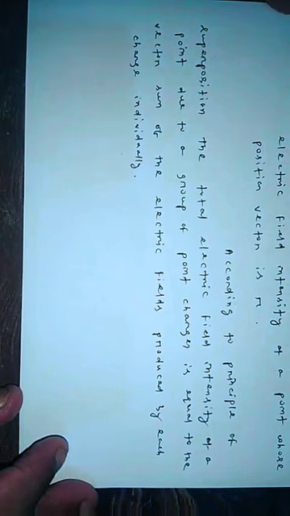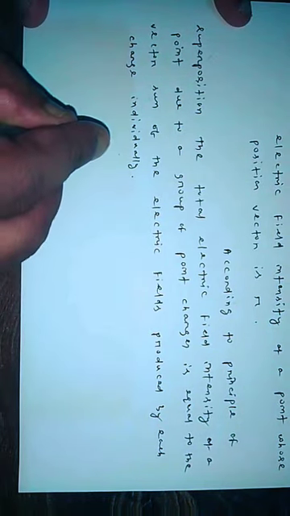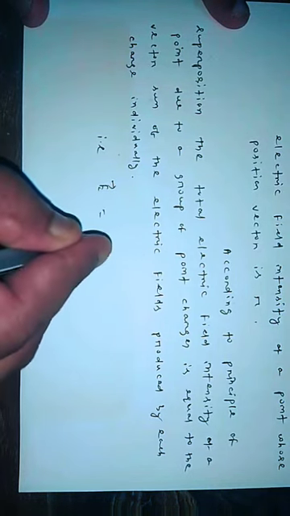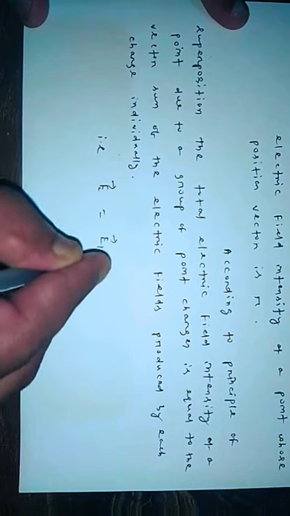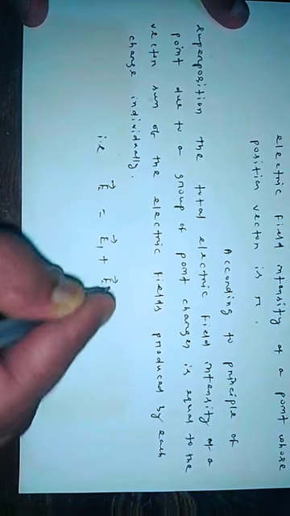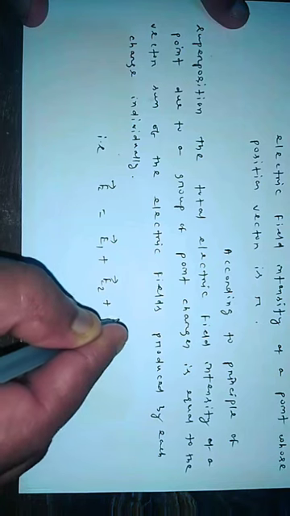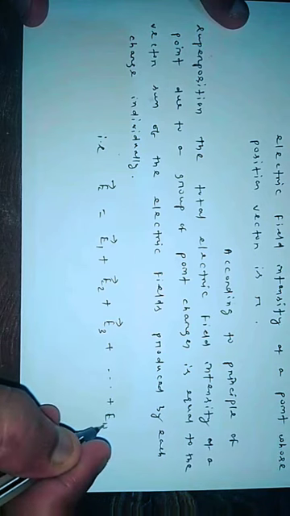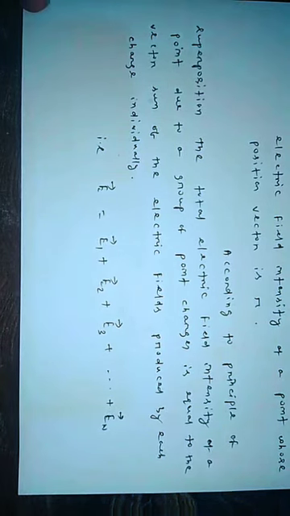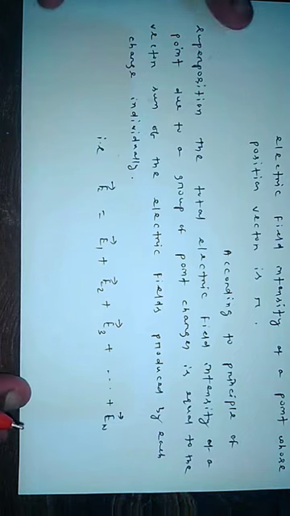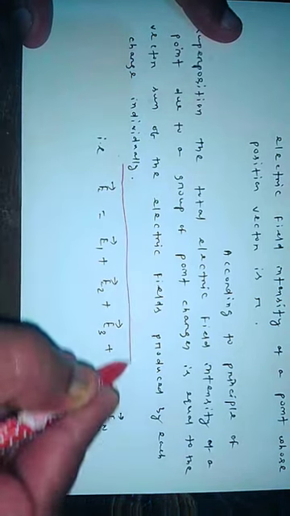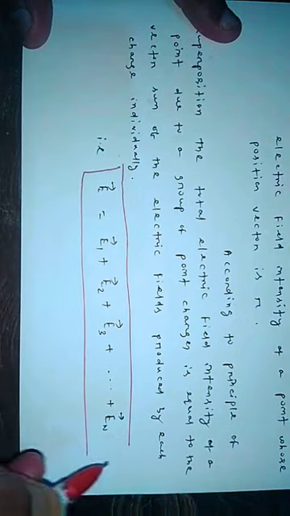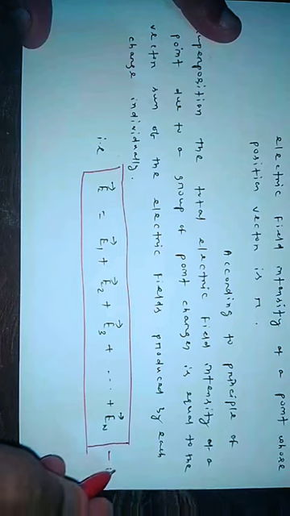That is, E equal to E1 plus E2 plus E3 up to En. So this is the net electric field intensity at a point due to a group of point charges. This is your question.